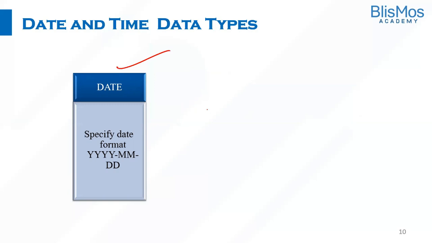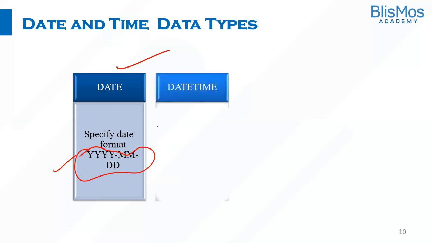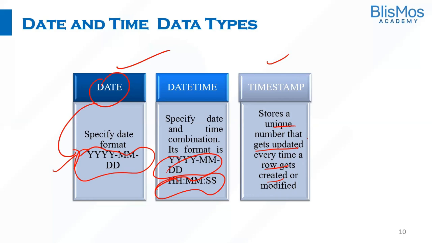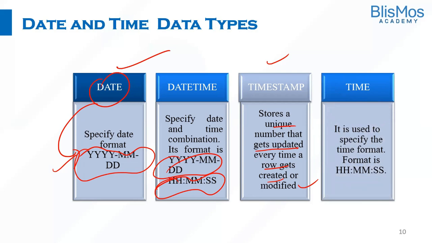So we have date. We specify the date format in YY-MM-DD. You can change the format. Some RDBMS systems allow us to change this format according to the countries in which the information is being captured. Then we have datetime. Very simple. This will support both date and time. If you define your data type as date, it supports only the date. If you define it as datetime, it will support both date and time. And we do have timestamp, which stores a unique number that gets updated every time a row gets created or modified. Then we have only time, which is used to specify the time format like HH, MM, and seconds.